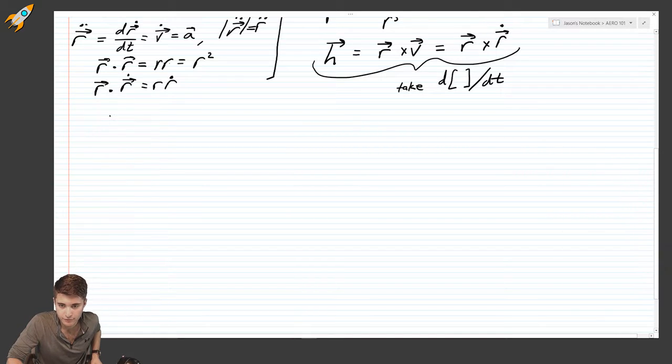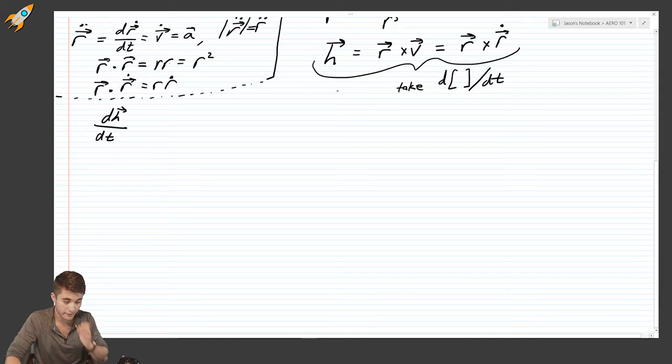So let's do that. The derivative of the angular momentum vector with respect to time, and I'm going to cut this off here because that's not part of the derivation. For those of you who have taken calculus, you should know that if you have two terms like this, it's the first term multiplied by the derivative of the second, plus the second multiplied by the derivative of the first. That's all it is.